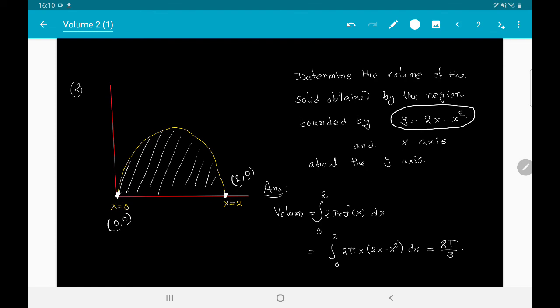And now if we want to compute the volume of the solid which is obtained by rotating this region about the y-axis, we just have to use the formula that we have derived in our previous slide. And if you do all the calculations correctly, you will see that the volume is equal to 8 pi by 3.